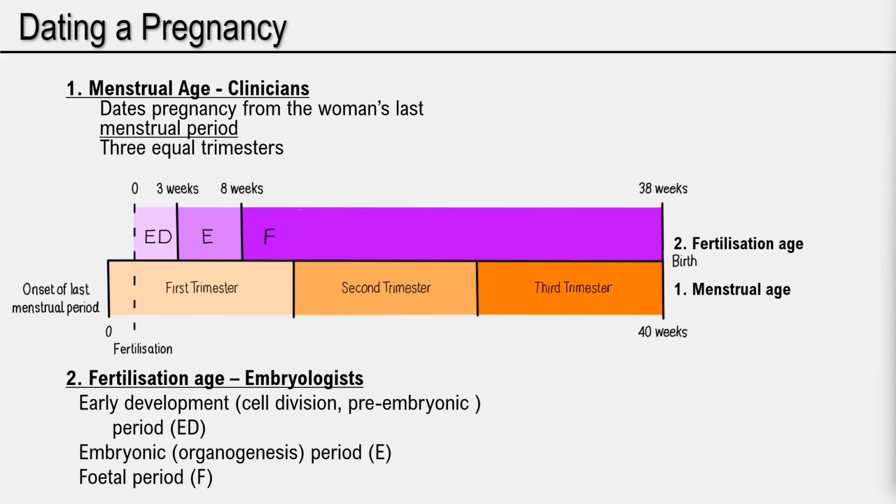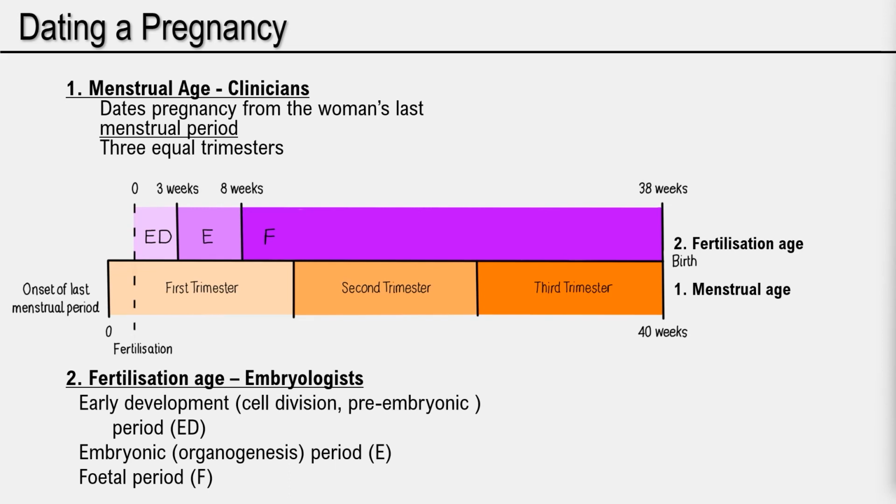The fertilization age is also divided into 3. We have the early development period from weeks 0 to 3, the embryonic period, or sometimes called the organogenesis period, from weeks 3 to 8, in which all of the organ systems begin their development, and we have the fetal period, which is from weeks 8 until delivery.